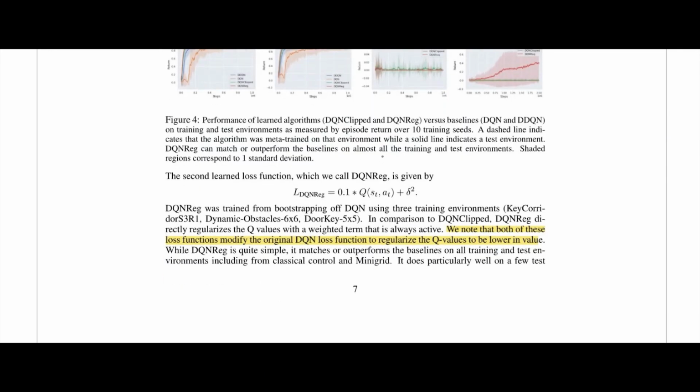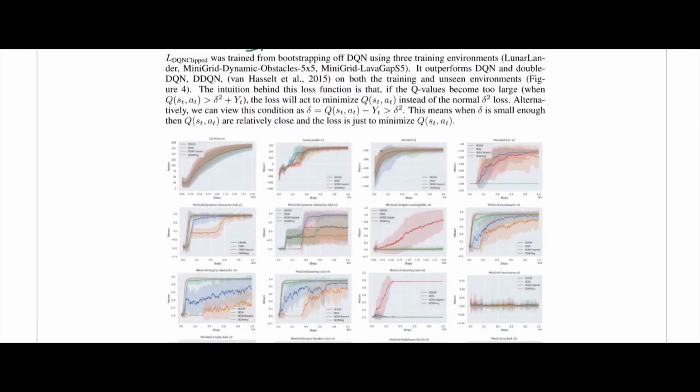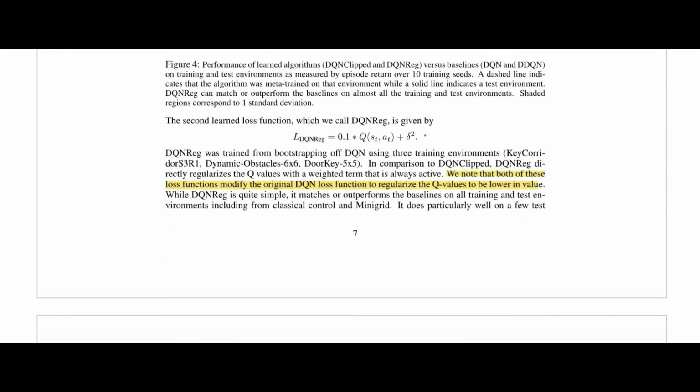Also, the second algorithm, DQN regression, is a simpler version of this, whereas the first one has this weird switching behavior where it switches between different loss terms. The second one is simpler and it has the standard DQN loss, but it also has this regularizer, which is always present and which regularizes the Q values to prevent them from going too high.